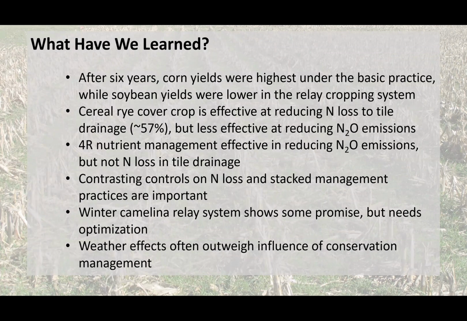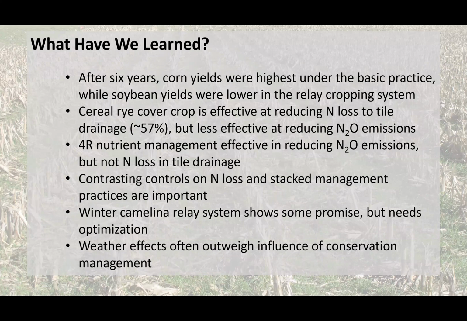So what have we learned here? Good, I'm going to have some time for discussion and questions here. So after 6 years, our corn yields were highest under the basic practice. So we still have some things to do to figure out how to get the other systems to yield as much as the basic practice. Soybean yields were lower in the relay cropping system, but that could be because of light competition, maybe even water competition. We haven't explored that as yet, but we tend to look at that. So are the plots with the relay system losing less water over time than some of the other plots as far as the amount of drainage coming out? I don't know that. But for some reason, the soybean yields were a little bit lower.